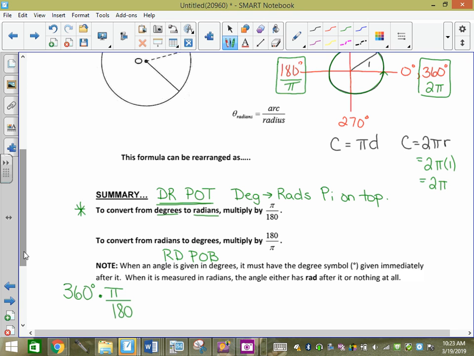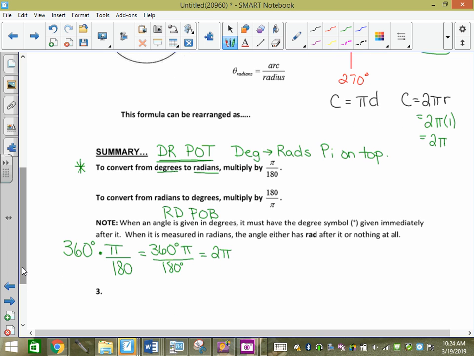We agree? So we're going to get 360 degrees times pi over 180 degrees, if we really want to. The degrees cancel, and we're left with 2 pi. So 360 actually does equal 2 pi.